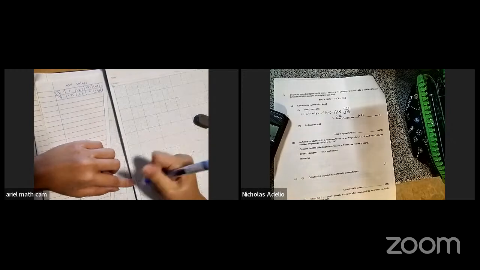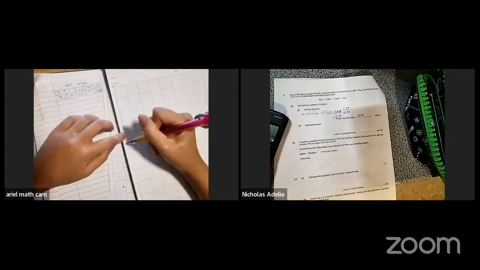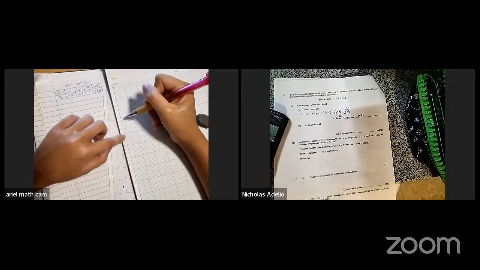Don't have to erase anything. Okay, that's okay. Just put a big 1, 2, and 3 for me. Okay, 1. Use pencil. You'll see. 1, 2, and 3. Now, and then where's 3?